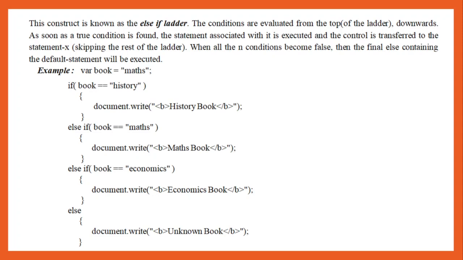This construction is known as an if-else ladder. Conditions are evaluated from the top of the ladder downwards. When a true condition is found, the statement associated with it is executed, and the control is transferred to the statement X, skipping the rest of the ladder. When all the n conditions become false, then the final else containing the default statement will be executed.